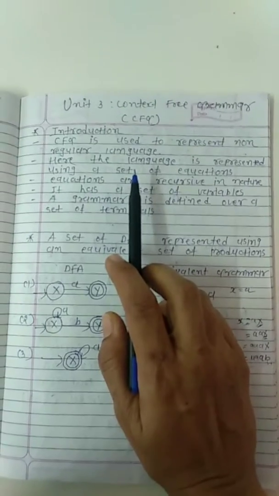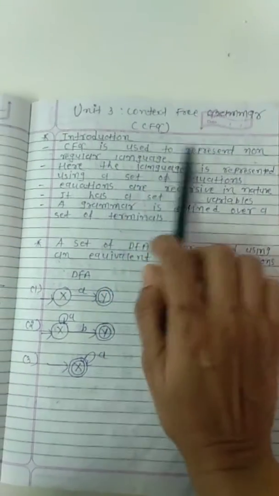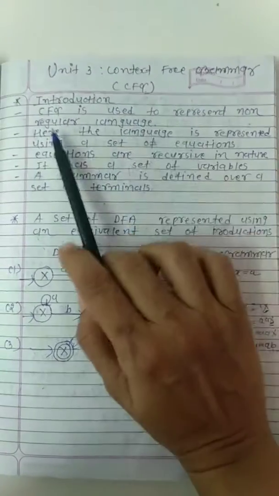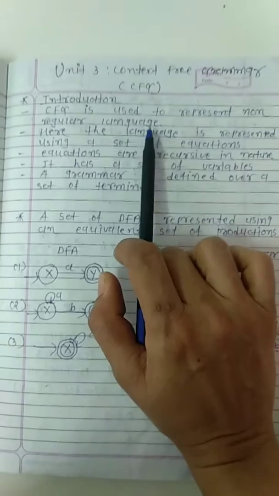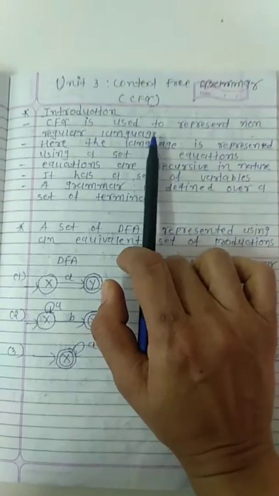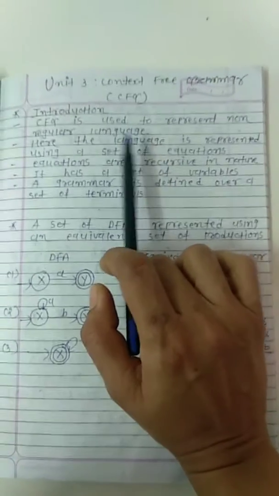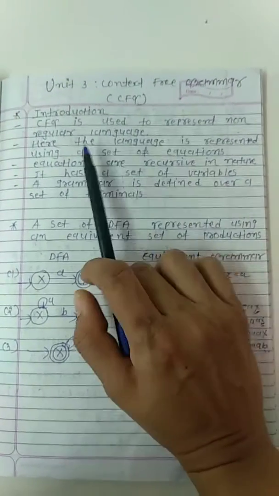Today we will see our topic, context-free grammar. It is also called CFG. CFG is used to represent the non-regular language. Earlier we have seen FA and variations of FA. But FA are used to represent the regular language. They do not support the representation of non-regular language. So CFG is a solution to represent these types of languages.